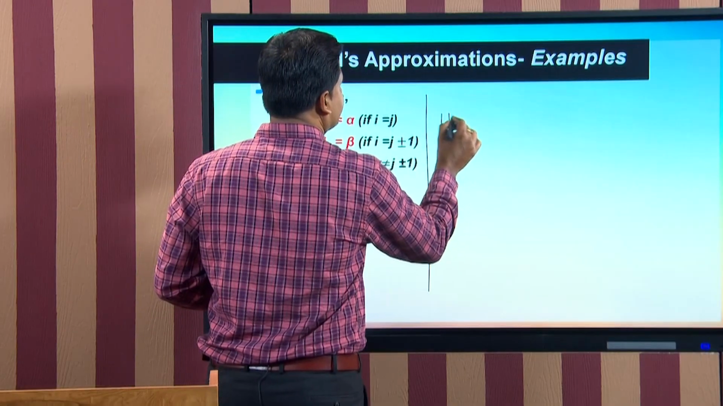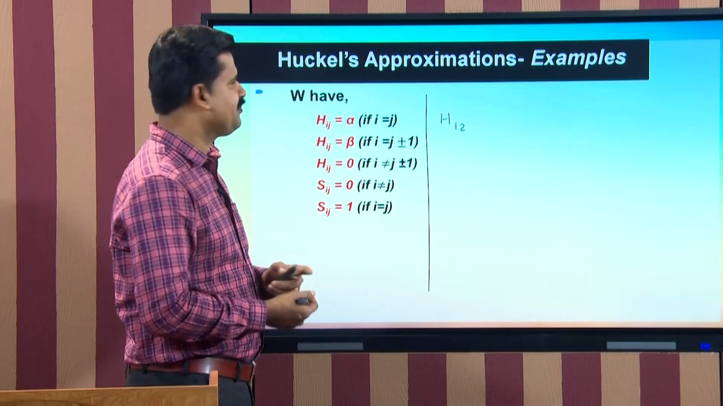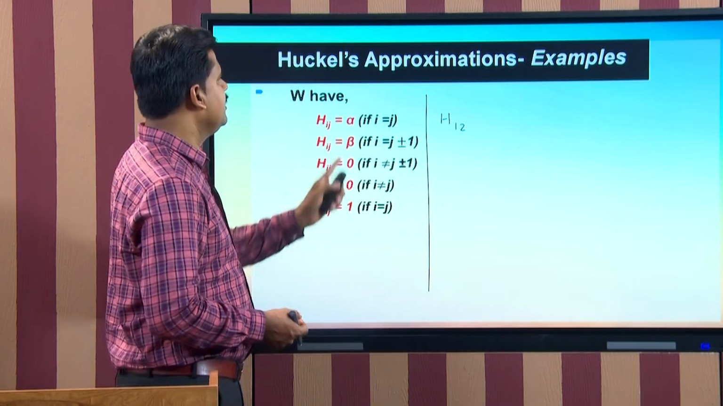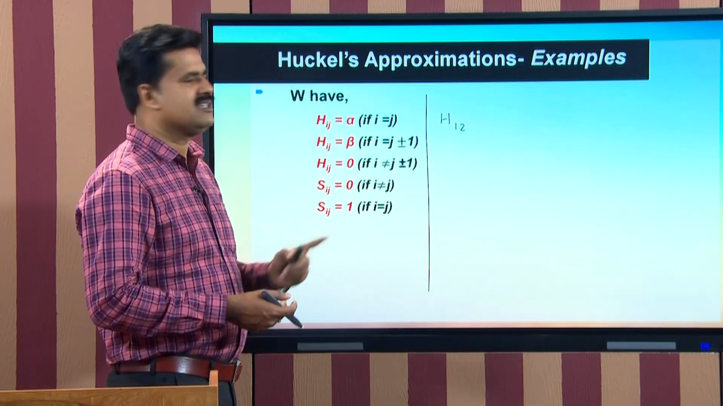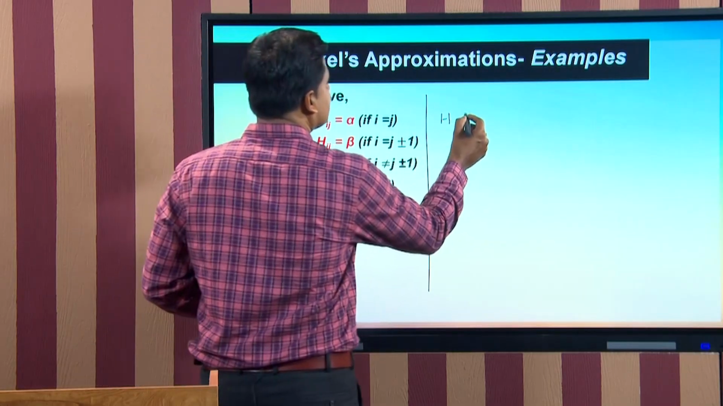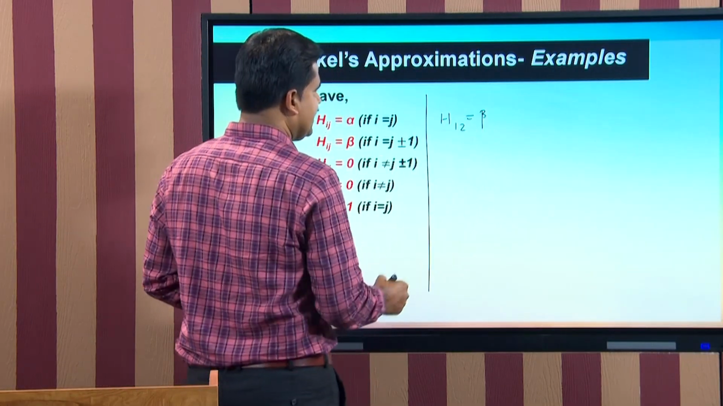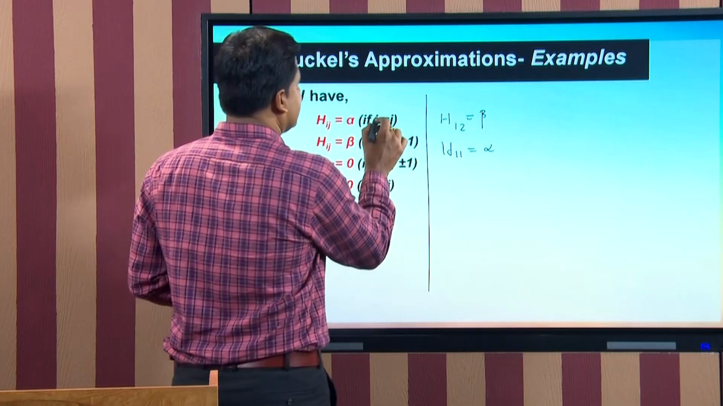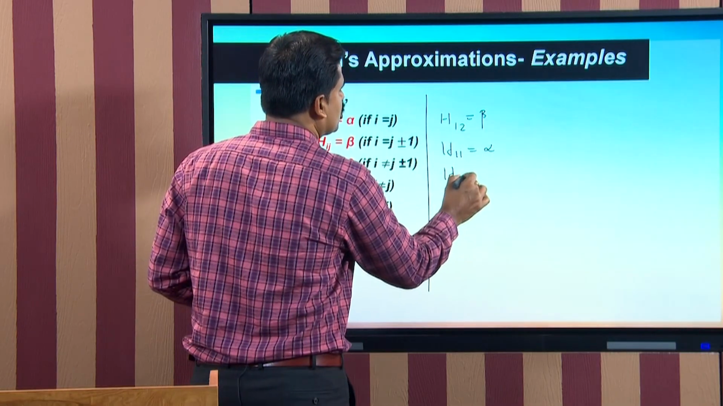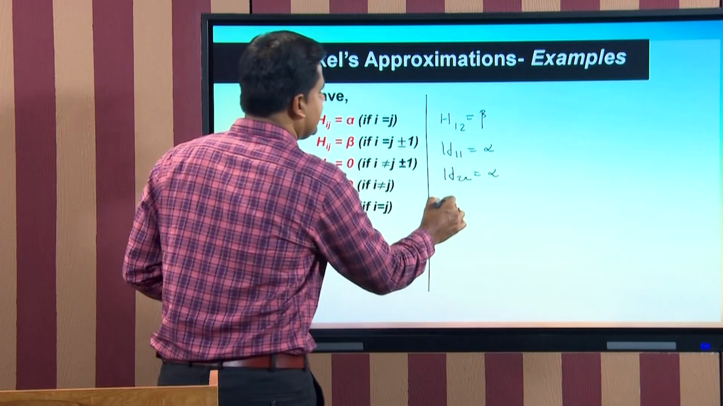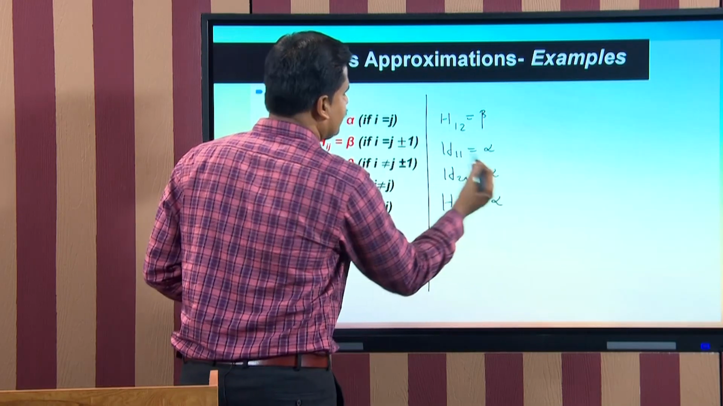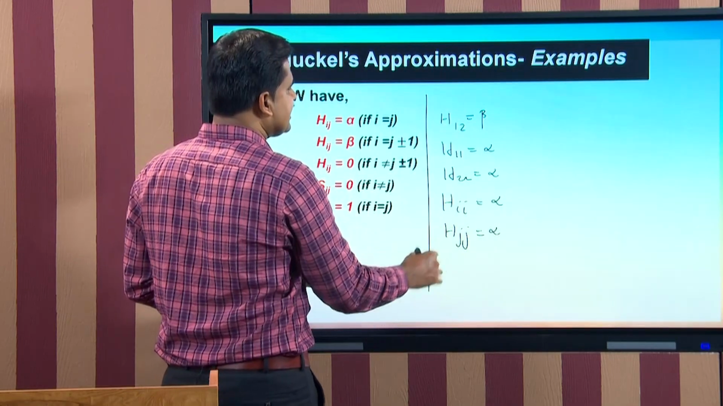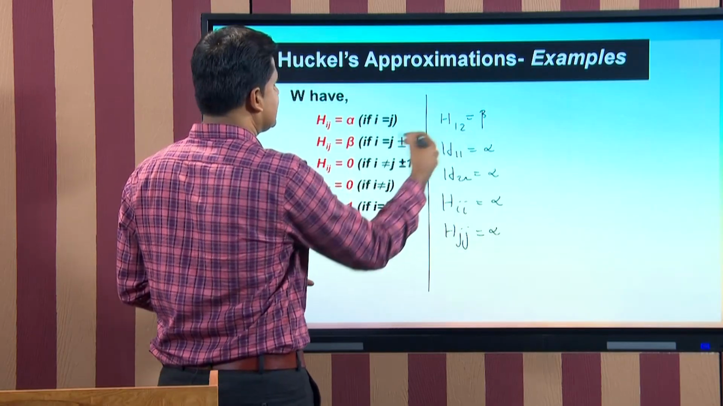What would be the value of H12? This is Hij, and i and j are 1 and 2 respectively. If i is equal to j plus or minus 1, then the value will be beta. So no doubt H12 should be equal to beta. H11 equal to alpha, that is a Coulomb integral, that is i is equal to j. H22 again equal to alpha. Hii is taken as alpha, Hjj is taken as alpha. Here in this case i is equal to j, hence the value is equal to alpha.